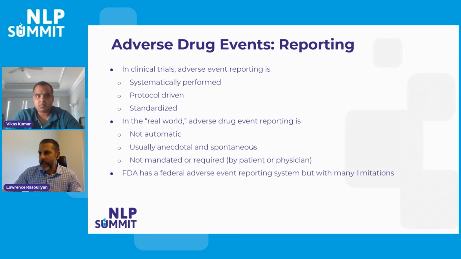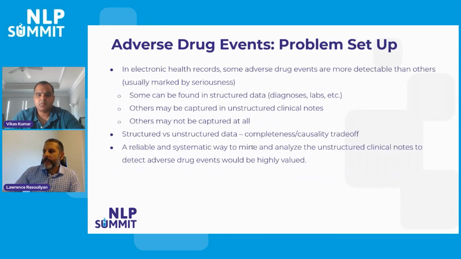So there is very much an unmet need here in the real world and in real world data to understand what's going on with these adverse drug events. And then finally, to set the stage more for Vic and talk about the problem here, we find that in electronic health records, some adverse drug events are more detectable than others, and that's usually marked by seriousness. So just to give you an example, let's say that I'm taking a therapy, and the adverse event I have because of this therapy is, let's say, liver failure, something very serious.